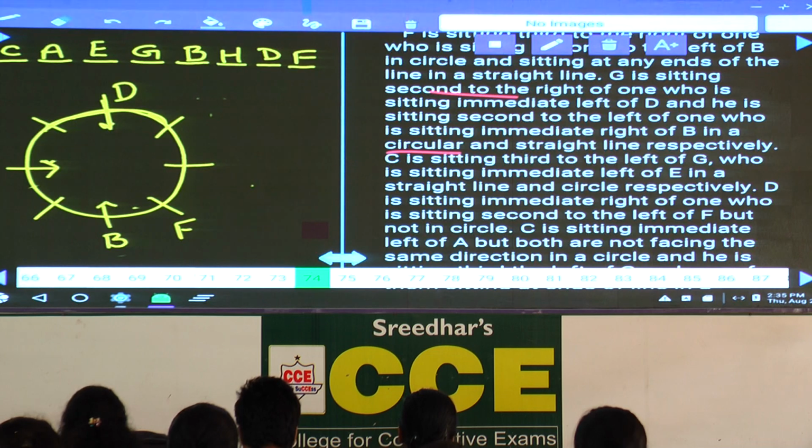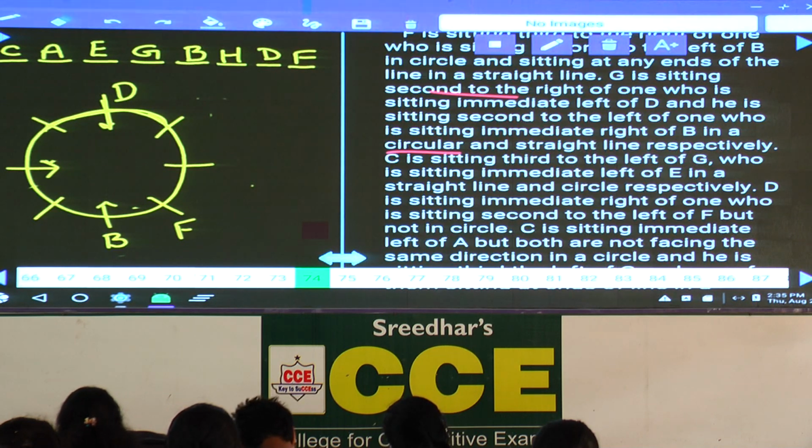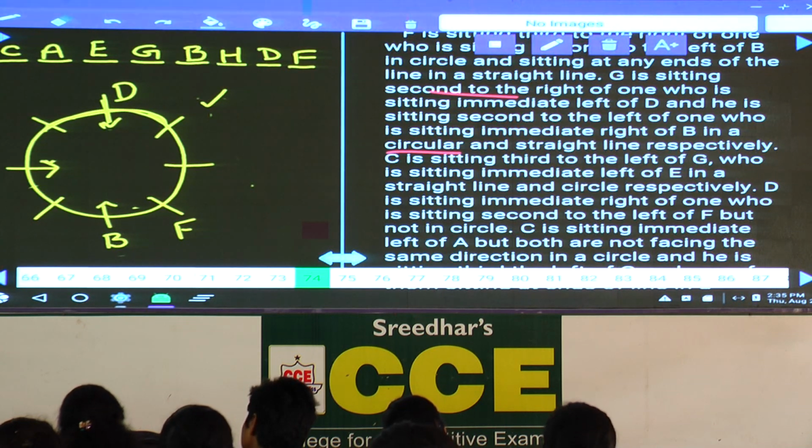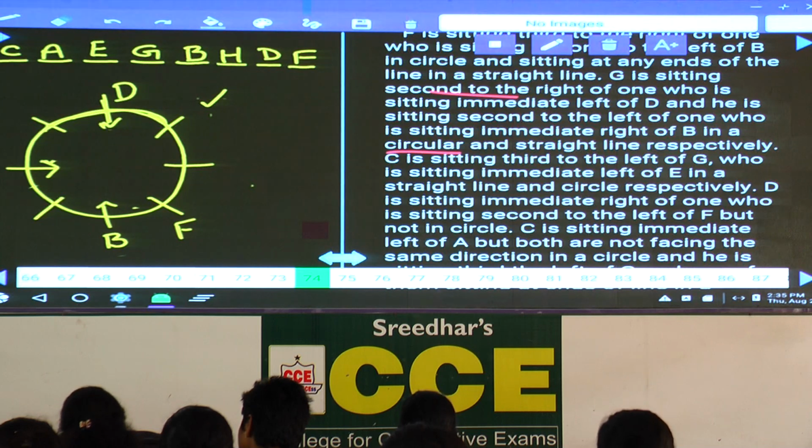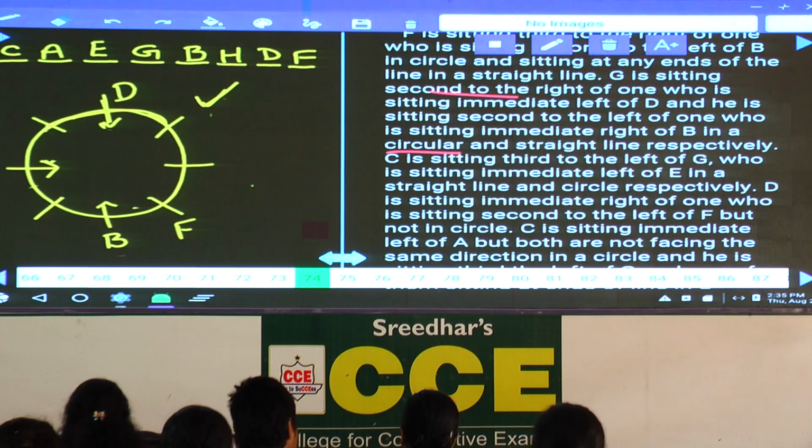Now the first one is related to the circle here. G is seated second to the right of the one who is sitting to the immediate left of D. Who is the person at the immediate left-hand side of D? This person. Now to the immediate left-hand side of this D, G is seated second to the right. Hence if this person is here, second to the right, second to the right, now who should be there? G.